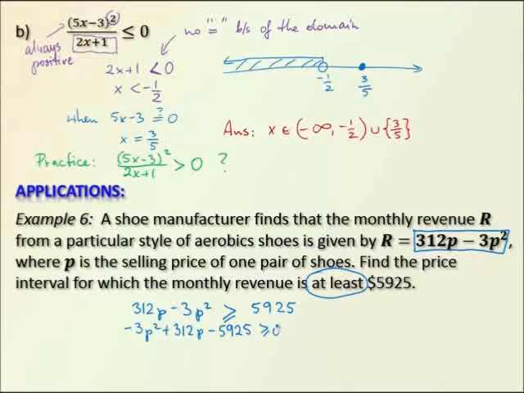5,925 bigger equals 0. Let's divide everything by -3 because it's easy to check that these two numbers are divisible by 3 and we don't want to keep the negative in front. So let's divide by -3. We'll obtain p squared minus 104p plus 1975 smaller equals 0.